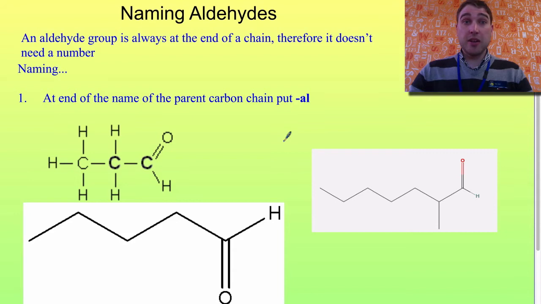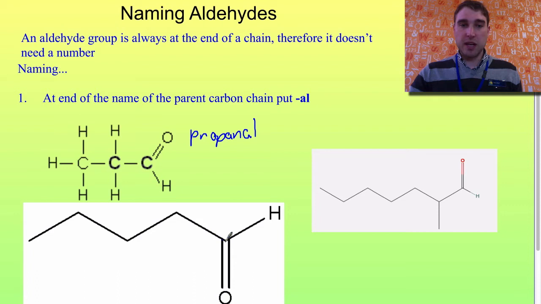So when we look at naming aldehydes, we put the suffix -al at the end of the parent carbon chain. You'll see the C double bond O H group is always at the end of the chain, and you just put -al at the end of the carbon chain. So let's have a look over here. We've got 3 carbons, so 1, 2, 3. So methyl, ethyl, propyl, so it's going to be propanal. We just put that at the end of the chain.